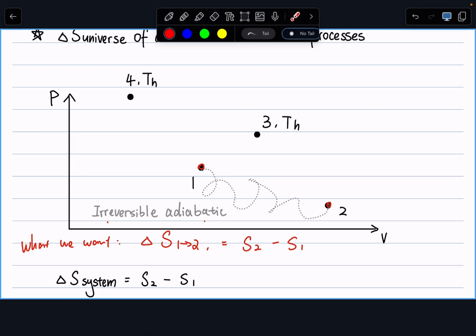With me so far? So what do we have? We have this term, which is the delta S 1 to 2. That's the term we want. Plus this term, the delta S 3 to 4, which equals Q 3 to 4 over T. And these two terms add up to be 0.